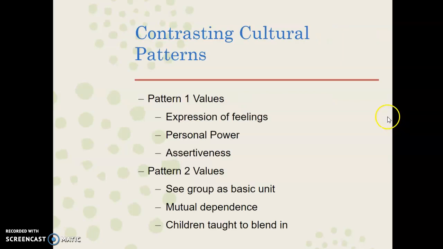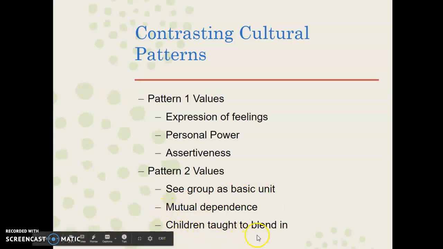Contrasting cultural patterns. This is where we talk a little bit more about the pattern 1 values versus the pattern 2 values. Pattern 1 values, expression of feelings is really important. Personal power and assertiveness. So pattern 1 values emphasize autonomy, teaching children how to stand up for themselves, how to take care of themselves, okay? Where pattern 2 sees the group as a basic unit, not the individual. There's a mutual sense of dependence upon each other. Children are taught to blend in, okay?